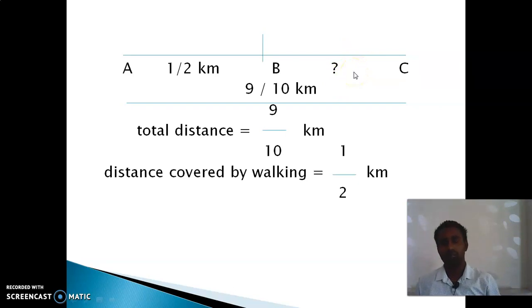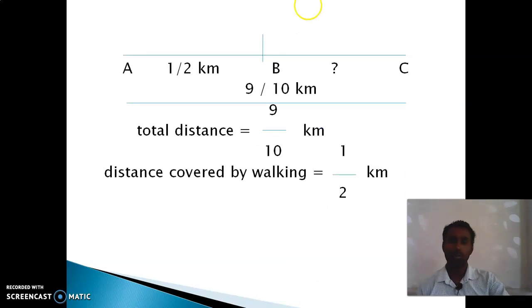Sir, how do we check whether this answer is correct or not? In the problem they gave the total distance, right? 9 by 10 kilometer total distance they gave, and for A to B they gave half kilometer, and B to C we found, that is 2 by 5, right? So 1 by 2 plus 2 by 5, if we add, which value will we get? If we add this distance and this distance, which value will we get? We will get the total distance. Am I right?